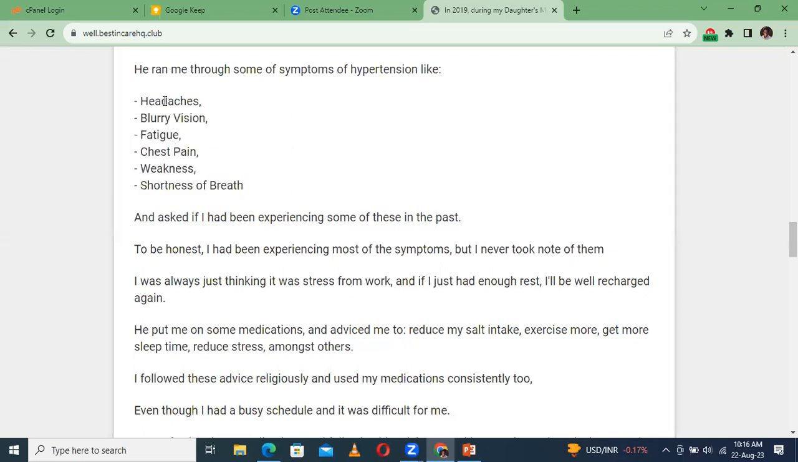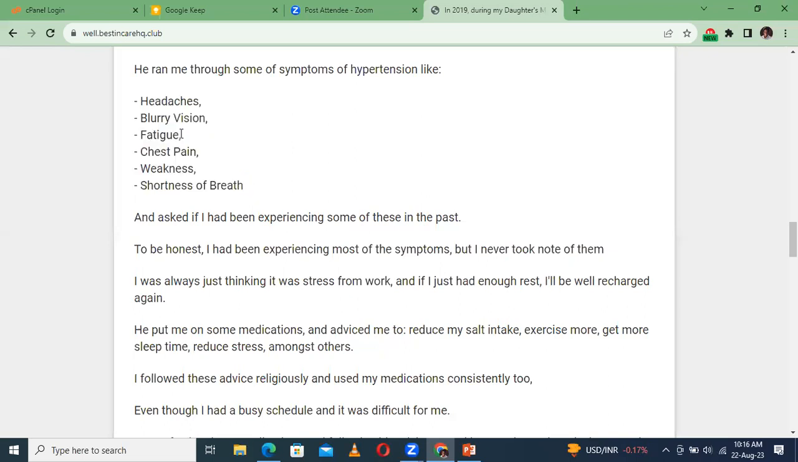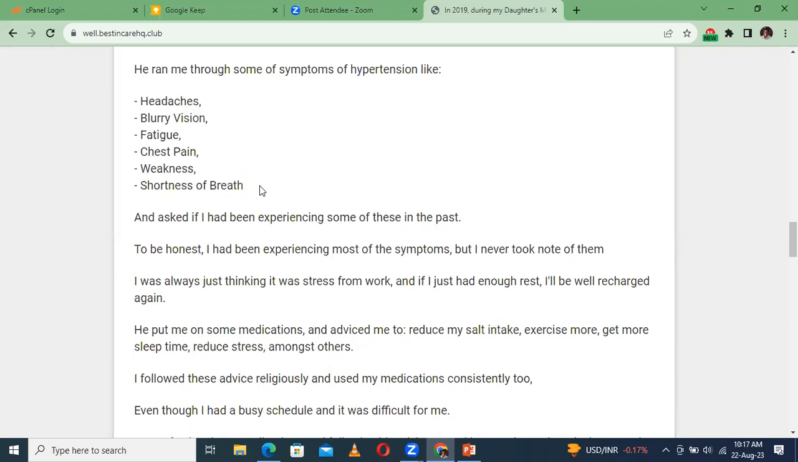But if they read through your copy by chance and they see that the doctor ran me through some of the symptoms of hypertension like headaches, blurry vision, fatigue, chest pain, weakness, shortness of breath, and the person says that I'm having all this, so I hope I'm not having hypertension, it can increase your chances of helping that person solve the problem they're already facing. So don't just write to appeal to the people that already know they have the condition. Also write to appeal to people that don't know. You get that it is very important.